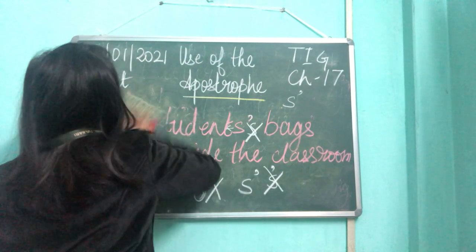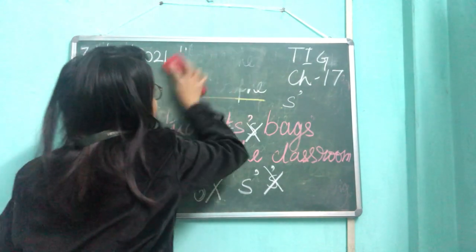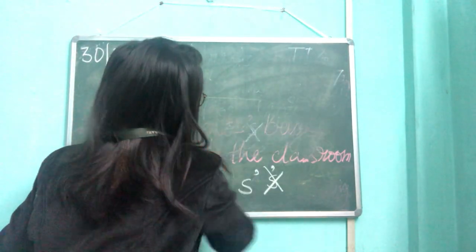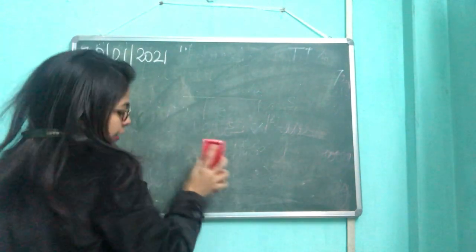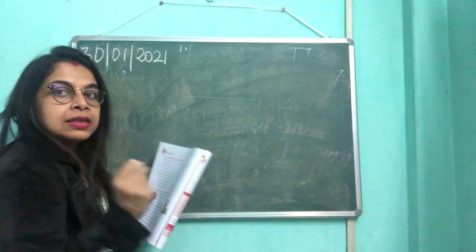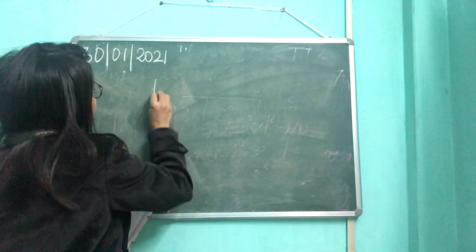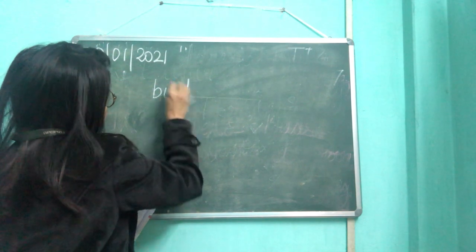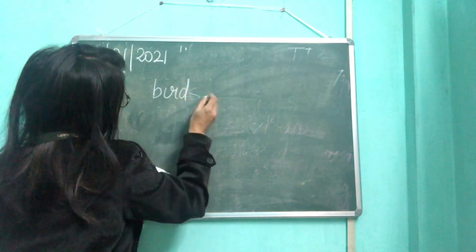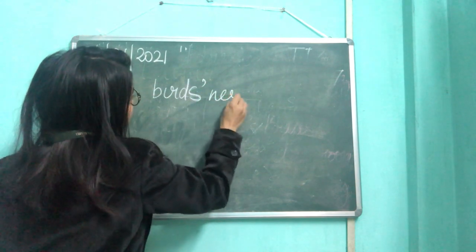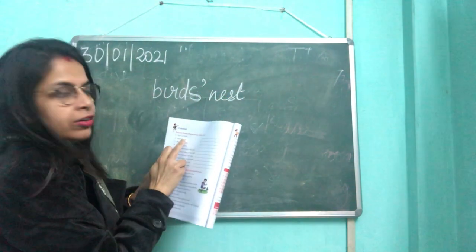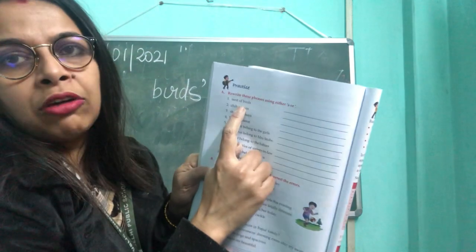So, let us do one exercise, alright? Let us just do one part of the exercise. We are doing the second exercise. So, let us pick up 2, 3 numbers in it. The first one is nest of birds. So, birds' nest. Okay. Sorry. Birds' nest. Why? The noun given here is plural. Have you seen the plural noun here?